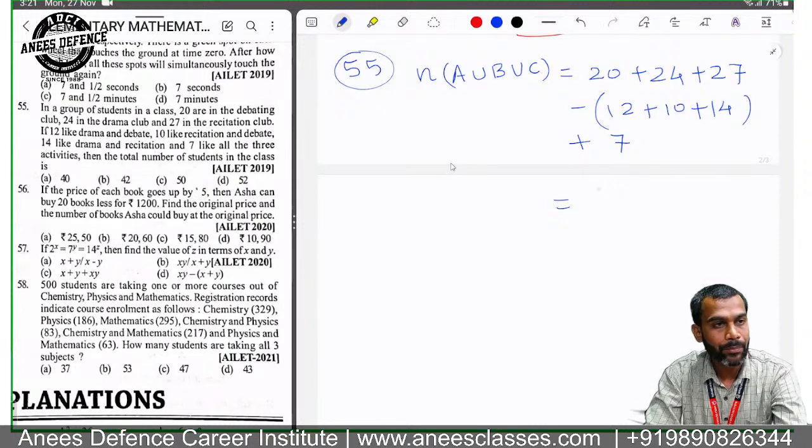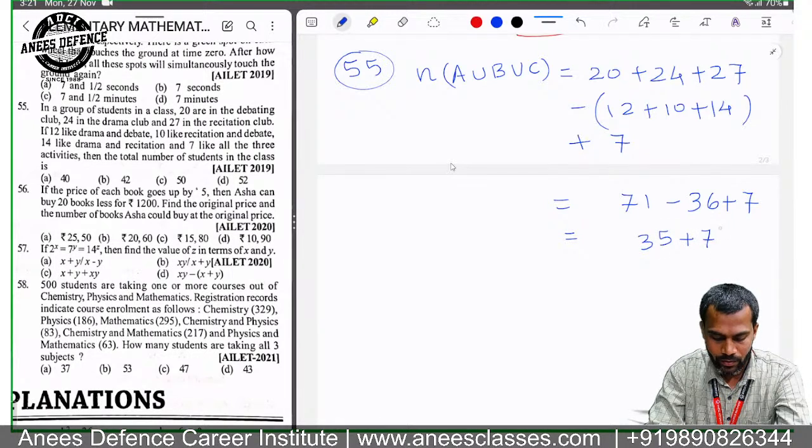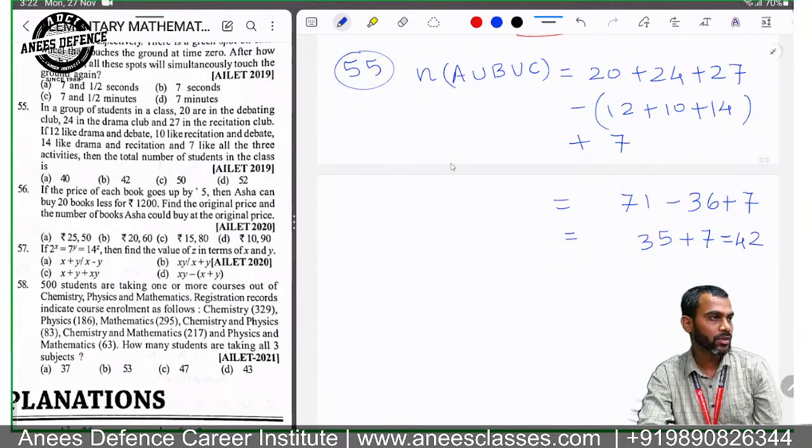44 plus 7, 51 plus 20, 71 minus 22. 22 plus 14, 36. 36 plus 7. Yes or no? So that is 35 plus 7, I guess. So it is 42. Answer is 42. How easy it was? Very easy. Yes or no?